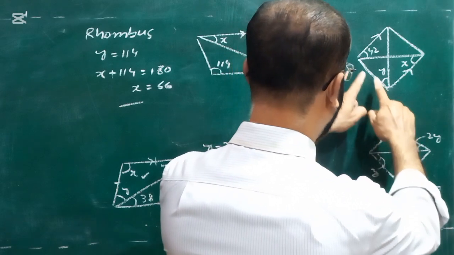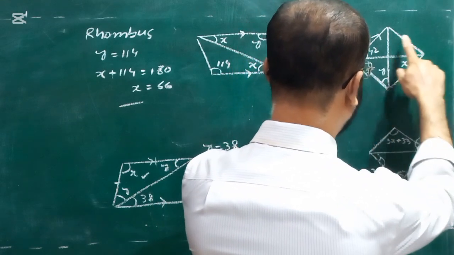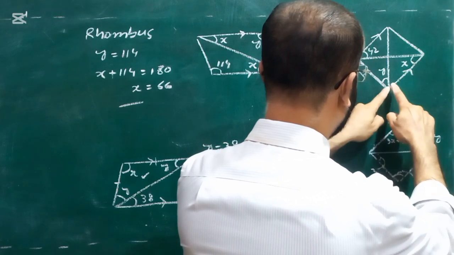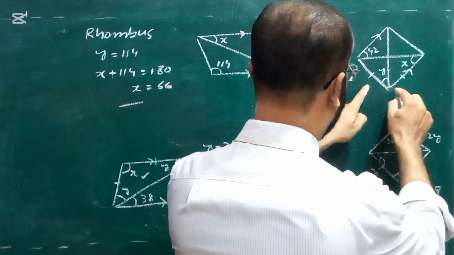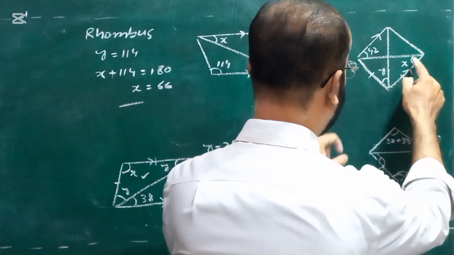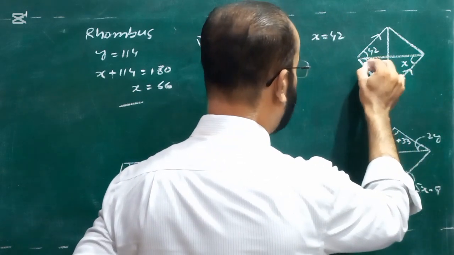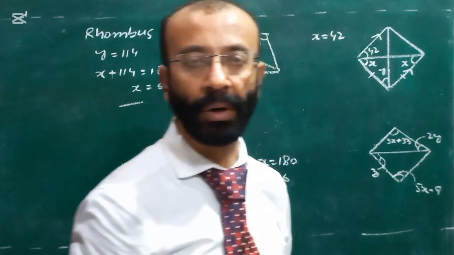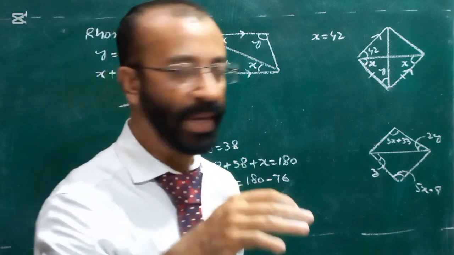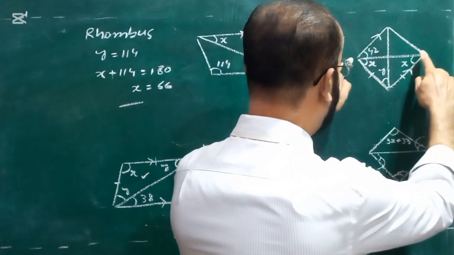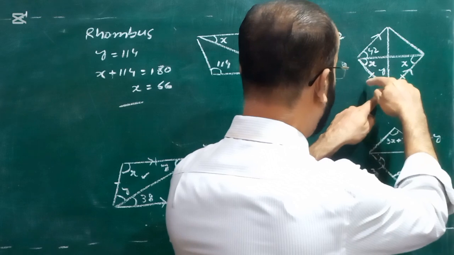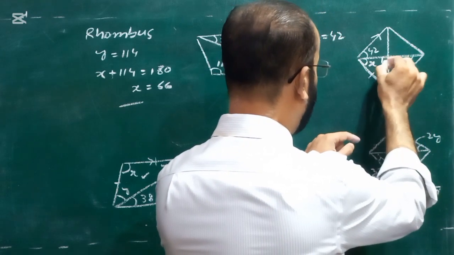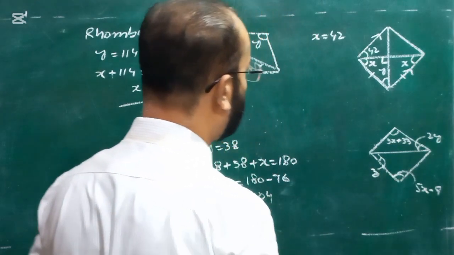Okay, now y is there. So if you look at this triangle, that is this one half of the rhombus, this is the triangle I'm talking about. Because these sides are equal, their base angles are equal. So if this is x, this will also be x. Because an isosceles triangle is a triangle in which two sides are equal and their base angles are equal.